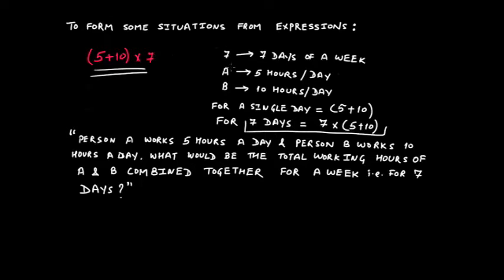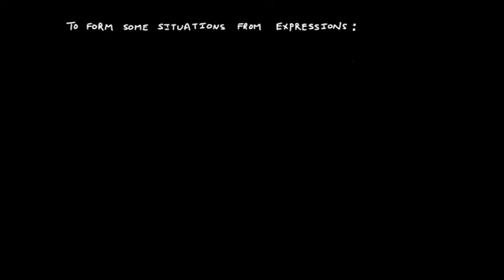I used this expression to form this real life situation, that is person A works 5 hours a day and person B works 10 hours a day. What would be the total working hours of A and B combined together for a week, that is for 7 days? And how would we derive this from here? Okay, let's take another example. Here it is: 7 plus 2 multiplied by 10 minus 3. Here we have two different values in two different brackets.